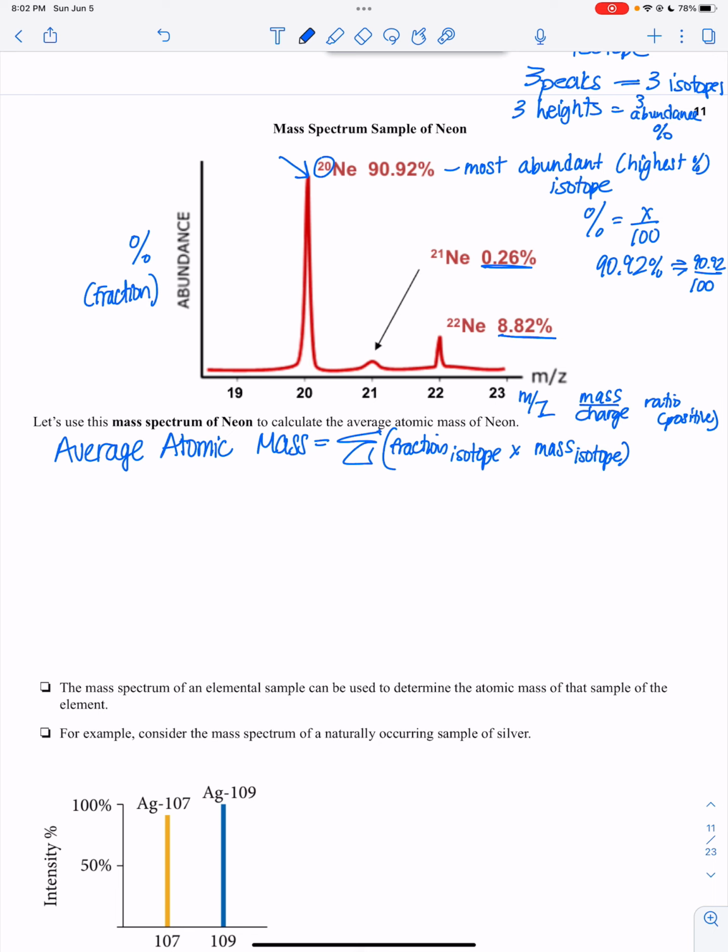For this graph, we have 3 isotopes. So we're going to have to do this sum 3 times. So let's do the first one. The first isotope would be a neon with the mass of 20. It is 90.92%, which I'll say is 90.92 divided by 100 times 20.